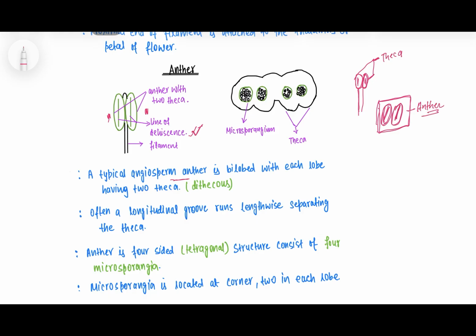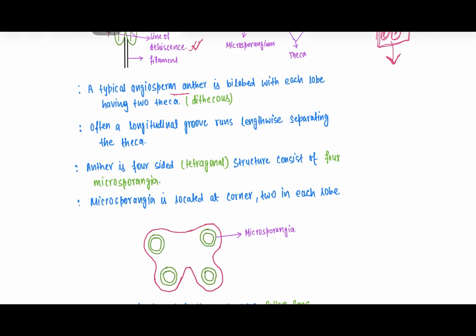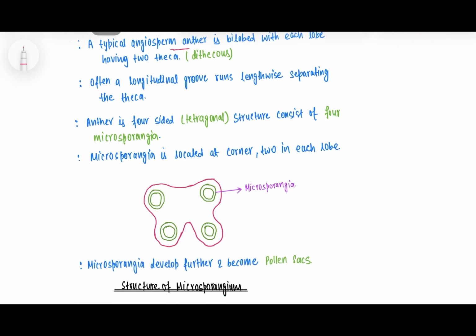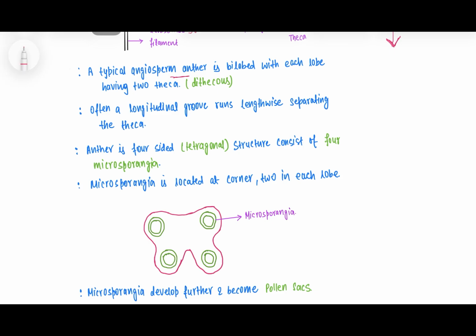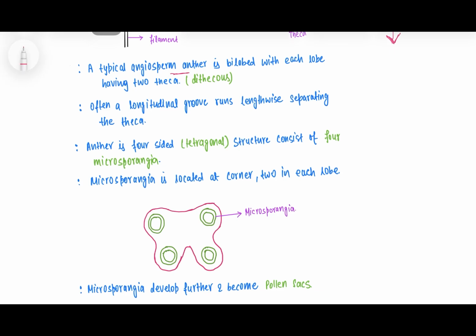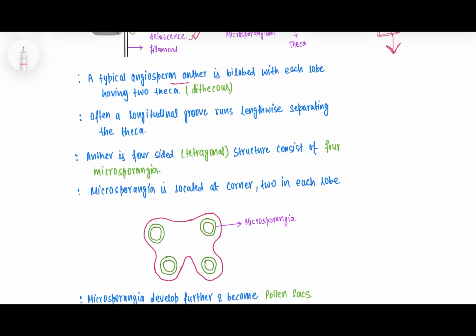Now we will see the more enlarged structure of anther. So anther is four-sided. Here you see anther is four-sided.